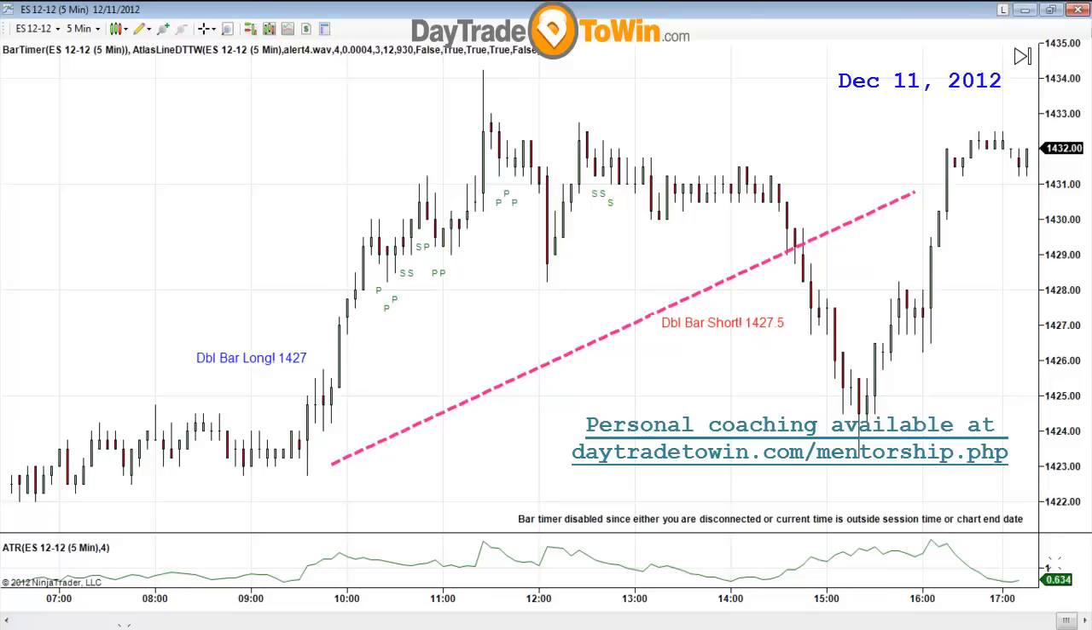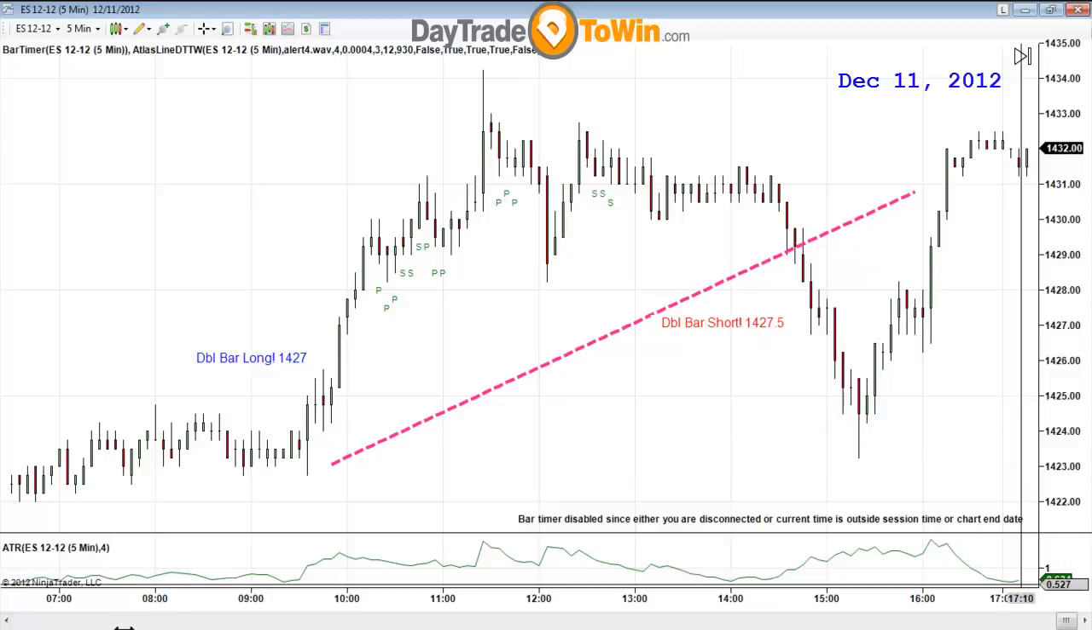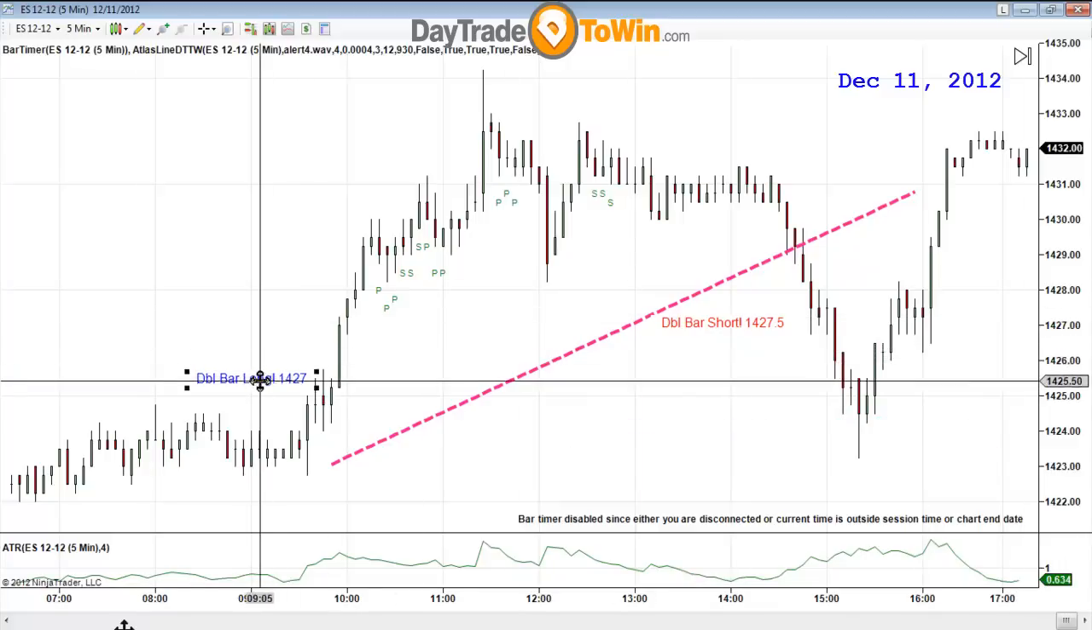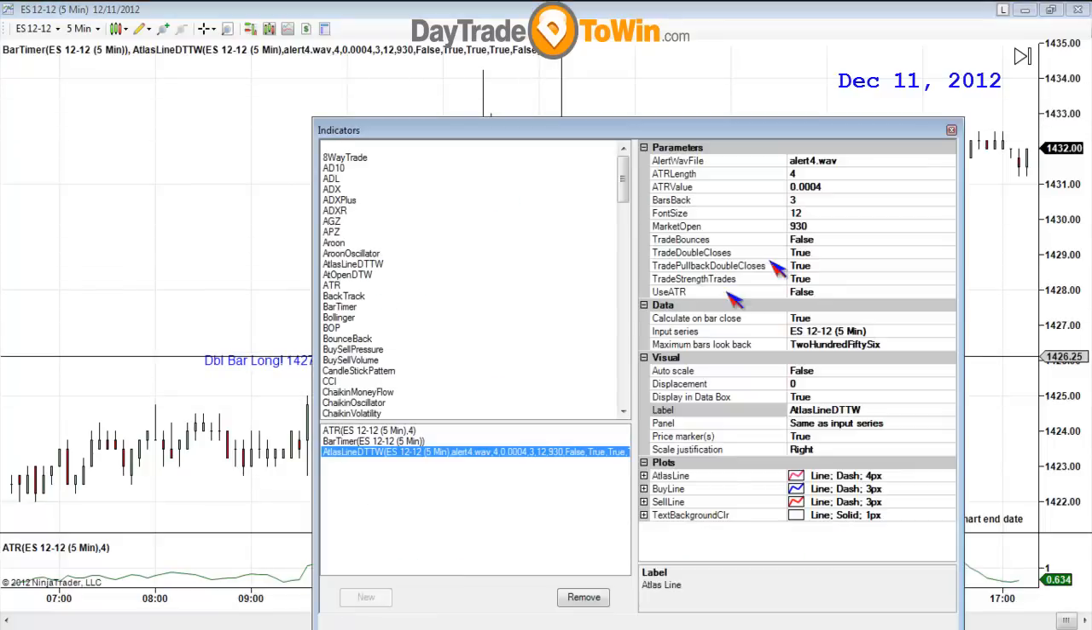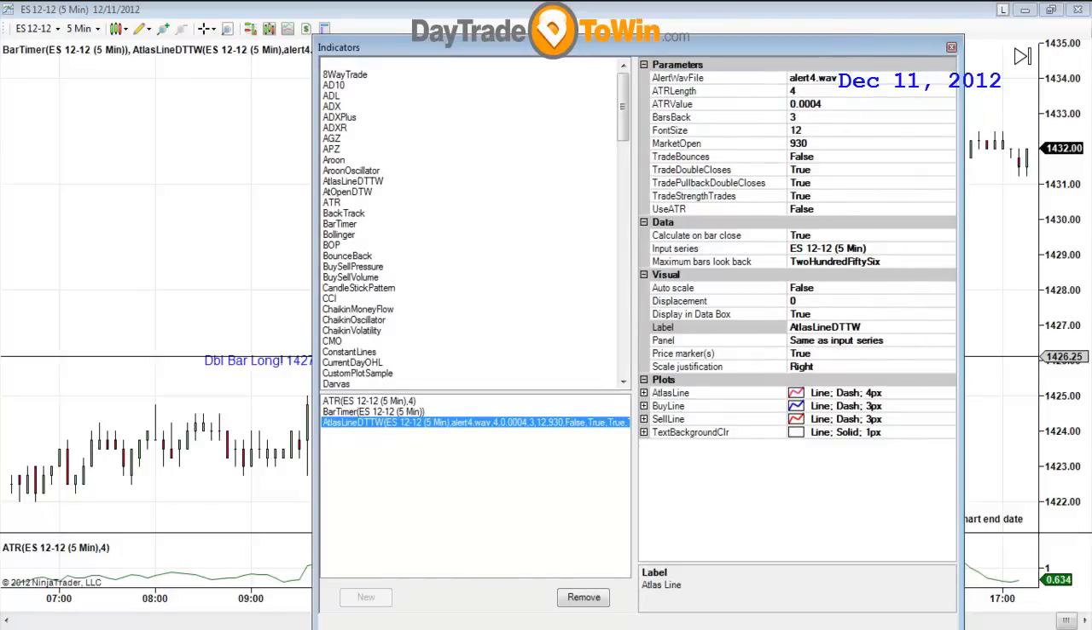As an example, you see this double bar long here at 1427. There's a very specific reason why this occurred. It's not based off the Atlas line. The Atlas line is this right here. It's based off of price.